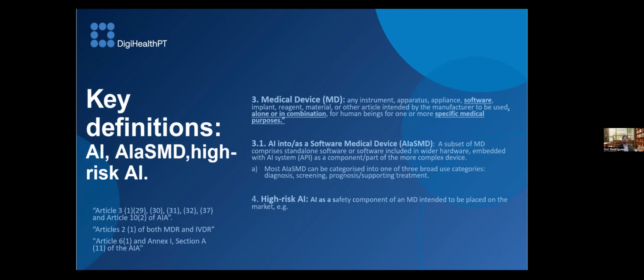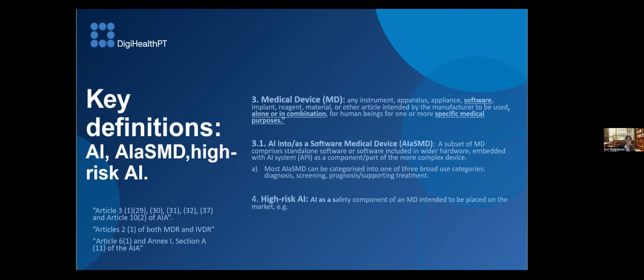So we need to understand in this context what a medical device is. In a broad approach, it is any instrument, apparatus, appliance, including software, implant, and all sorts of combinations, alone or in combination, for use in human beings with a specific medical purpose. So if you are using AI with a specific medical purpose, being AI software, you are probably talking about AI as a software as a medical device, or AI as itself a medical device.